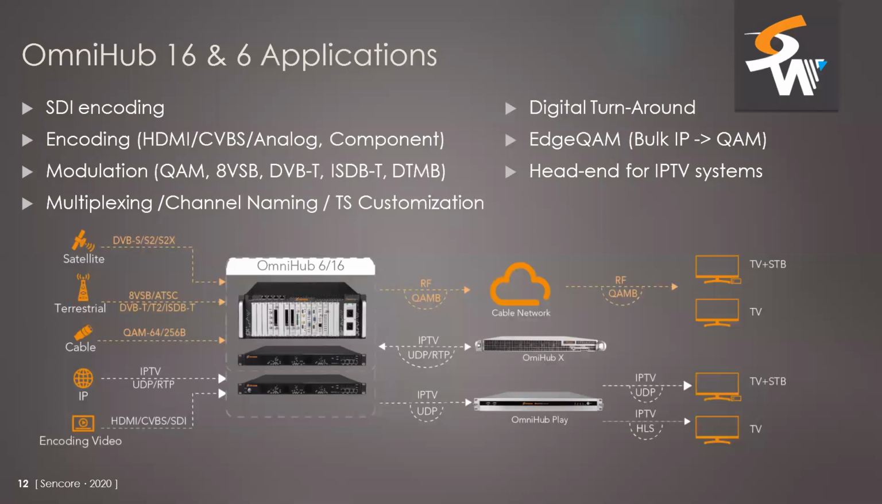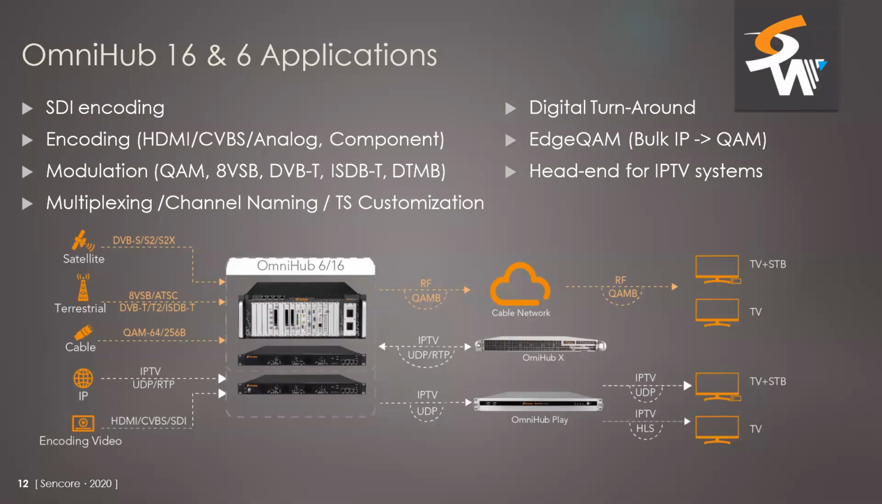So OmniHub 16 and 6 is the main signal collection platform, processing all input streams and sending them out to external devices for additional processing, in this case to OmniHub X for transcoding, and later sending it to RF or IP networks. As RF output, besides QAM-B mentioned on the graphic, we support QAM-A, 8VSB, DVB-T, ISDB-T, and DTMB.